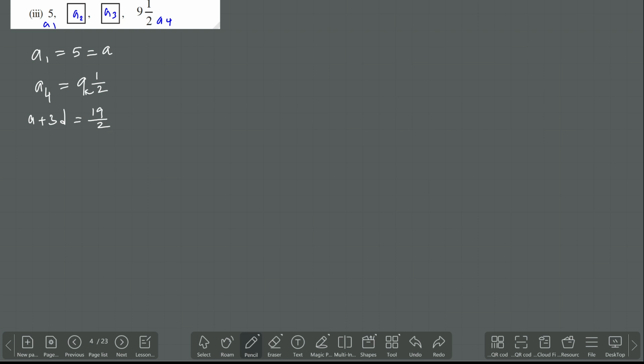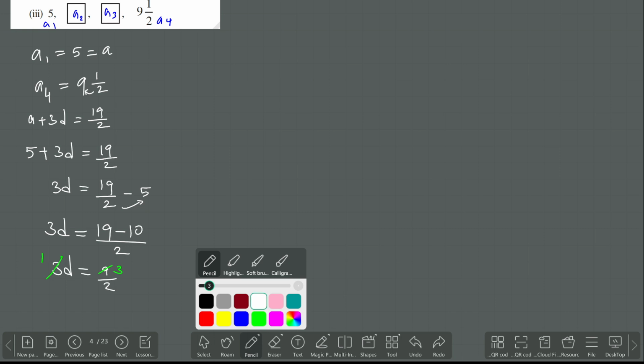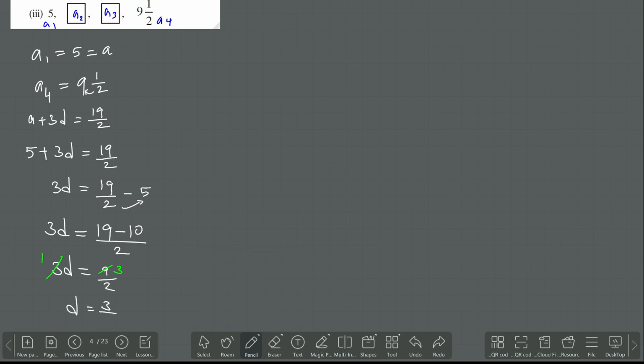Is it okay? Now, the A value I know: 5 plus 3 times D equal to 19 by 2. Send this 5 opposite, plus 5 becomes minus 5. Take cross multiplication, children. So what am I getting? 19 minus 5 2s are 10, divided by 2. Here we have 3 times D. When I subtract 10, I get 9 by 2. I have 3 times D, so the 3 can cancel with the 9: 1, 3, 3. Then the D value is 3 by 2. Is it okay?